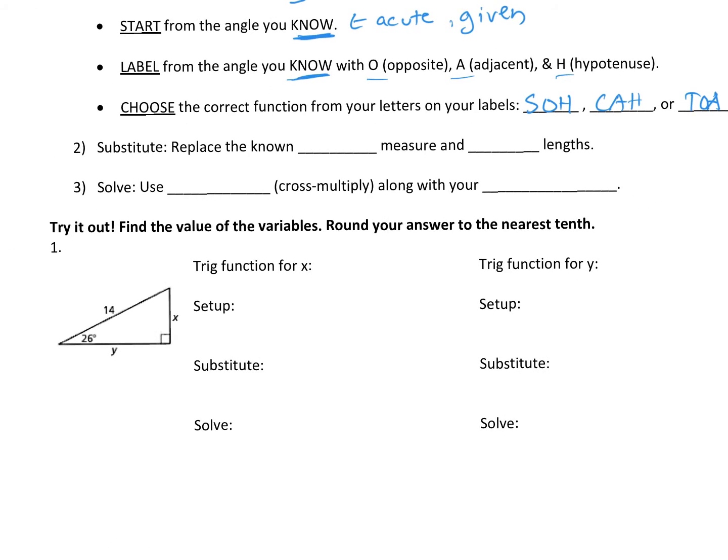And then we replace the known angle measure and side lengths. And then finally, when we solve, we use algebra, where we cross multiply along with our calculator.